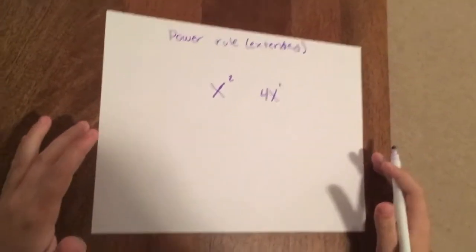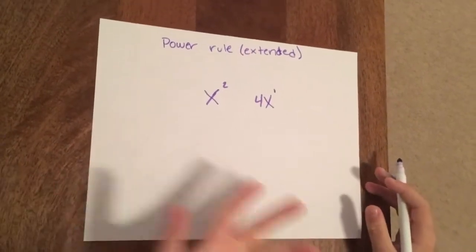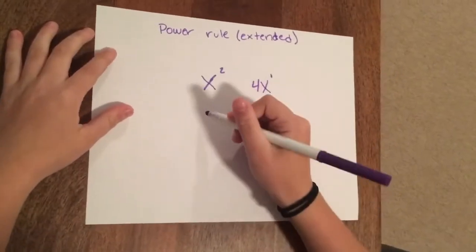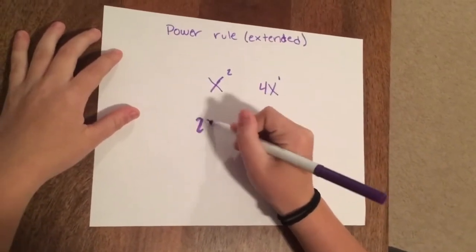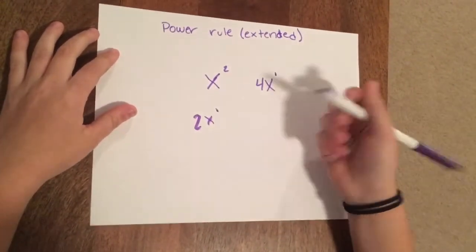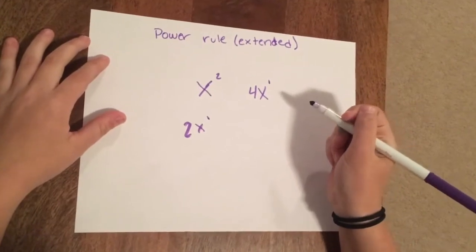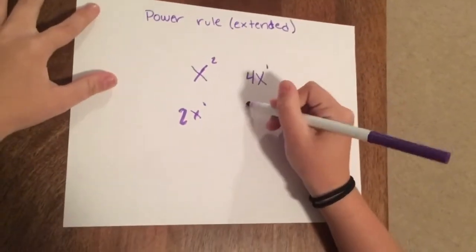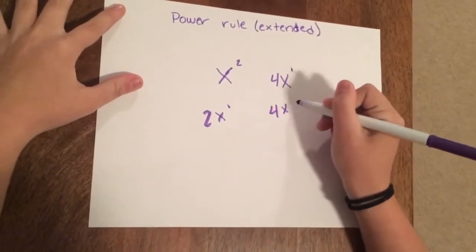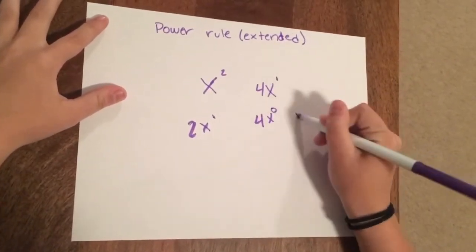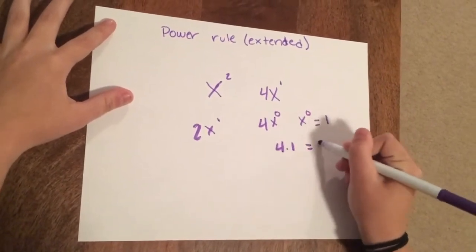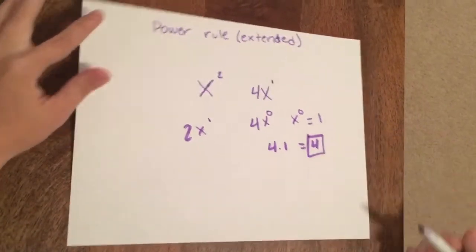Another aspect of the power rule is what to do when the exponent of your variable is 1. In a regular power rule example, such as x squared, you would just move the 2 in front of the x and make it 2 minus 1, and it would become 2x to the first power. But what if the example is 4x to the first power? This would become 4x to the 0th power, and x to the 0 is 1, so it would become 4 times 1, which is 4, and you're left with the constant.